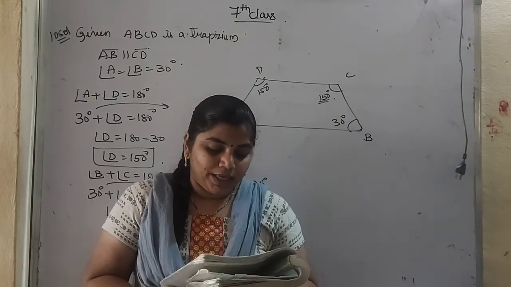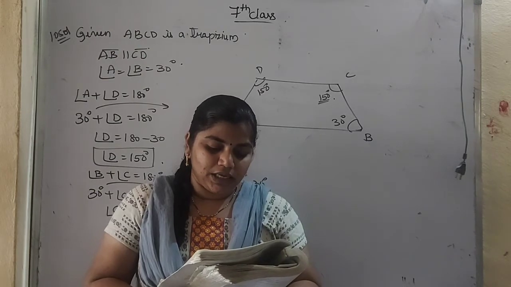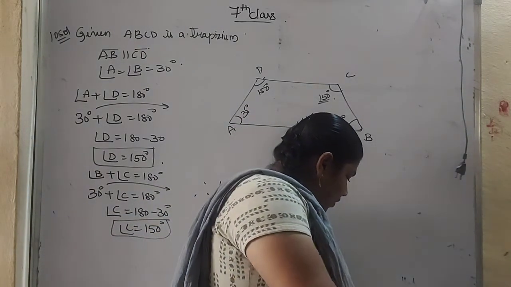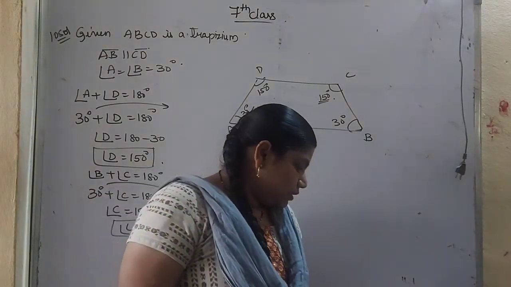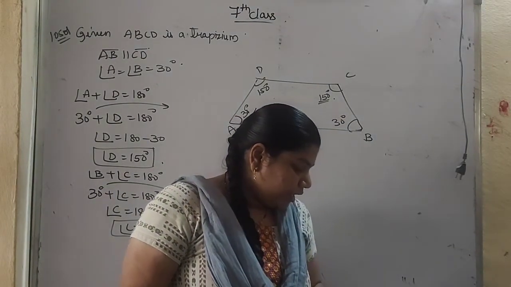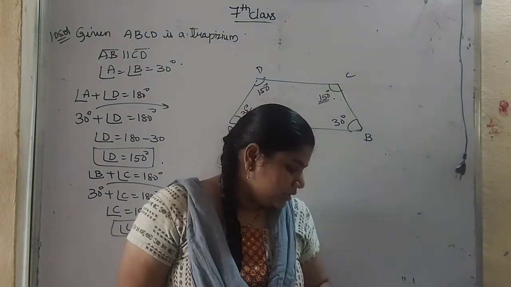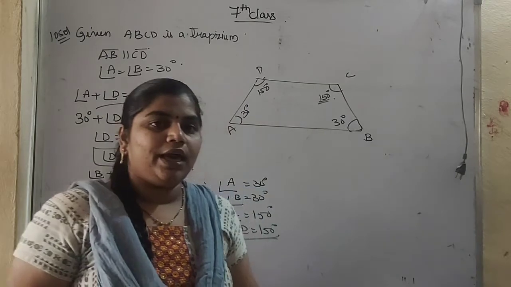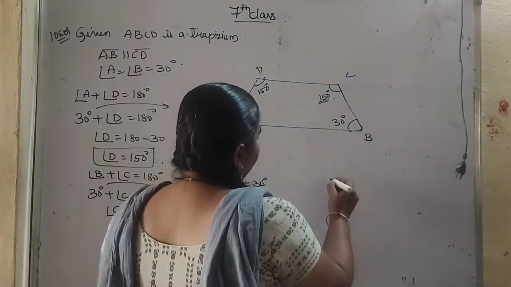Next, in trapezium ABCD, AB is parallel to DC and angle D is equal to X. So what is the angle A they are asking? So they are talking about a trapezium.